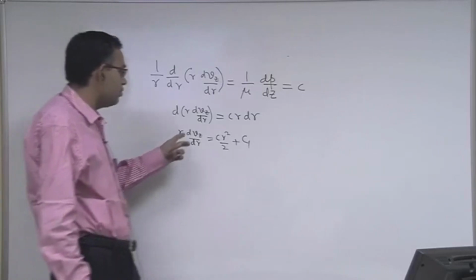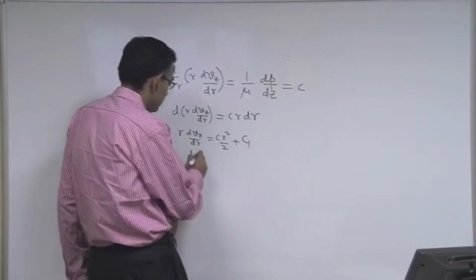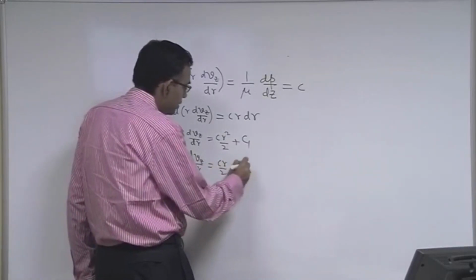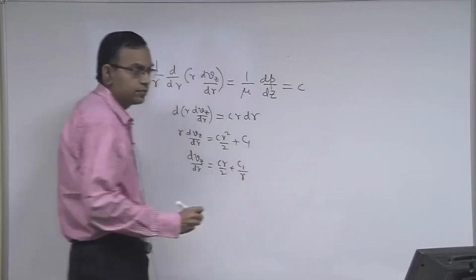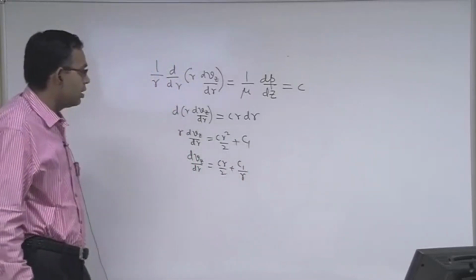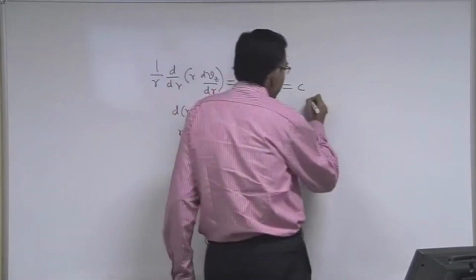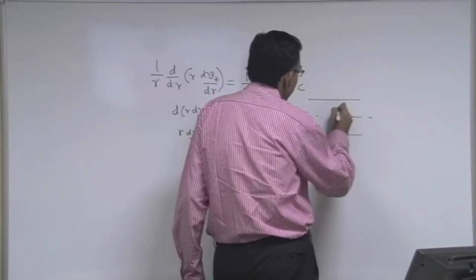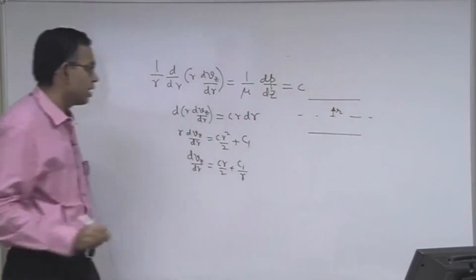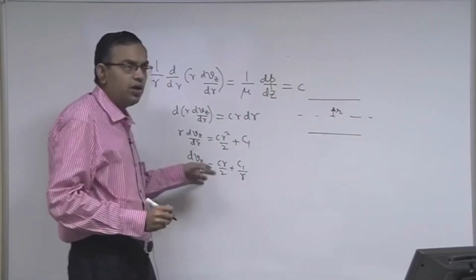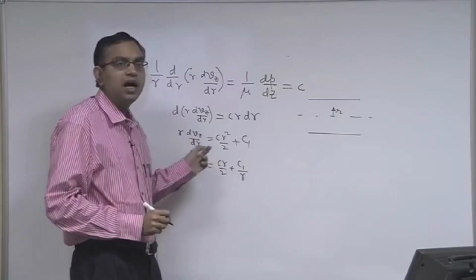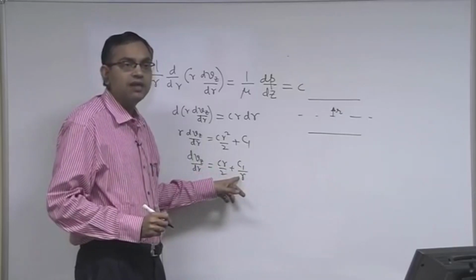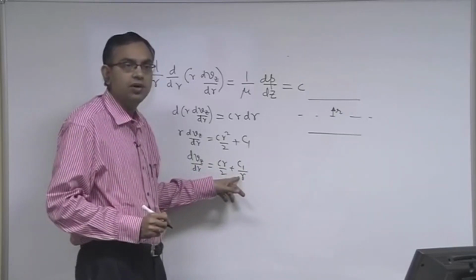So, you can see that dVz/dr is equal to Cr/2 plus C1/r. Now, if you consider the channel or the tube, the center line is r equal to 0. So, at r equal to 0 you must have dVz/dr finite, but this 1/r dependence is killing that finiteness until and unless C1 is equal to 0.